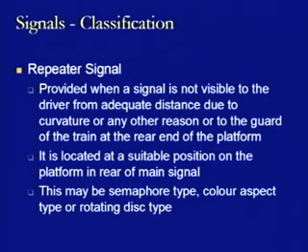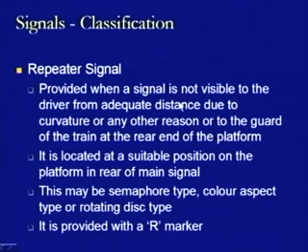This may be a semaphore type, or it may be a color aspect type, or it may be a rotating disc type. And generally this signal is provided with a marking R, which indicates that this is a repeater signal.